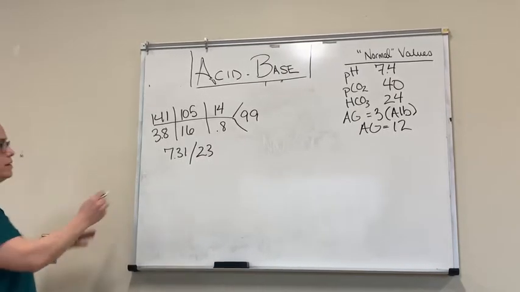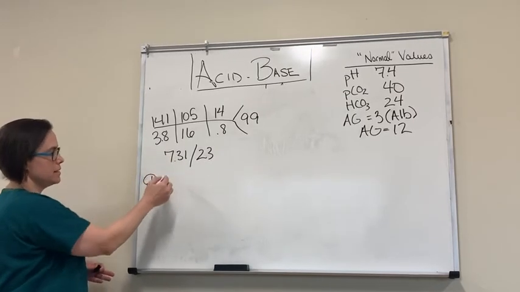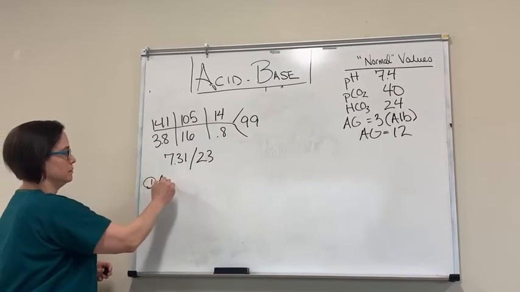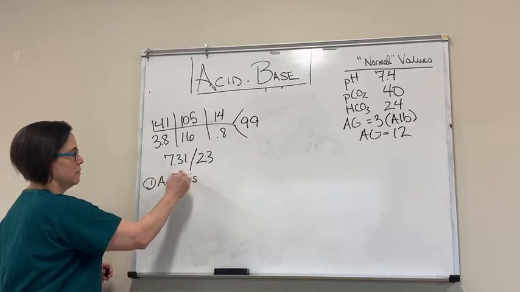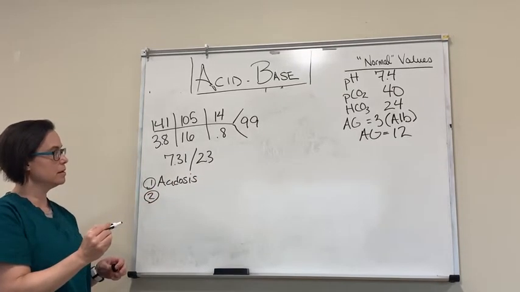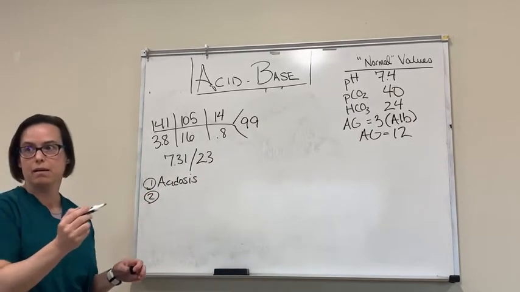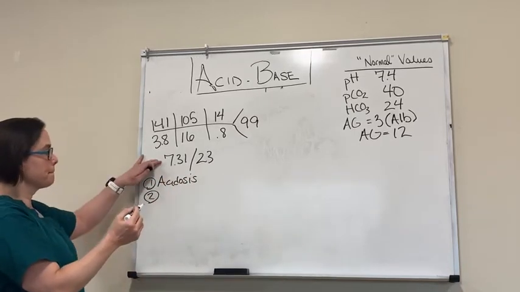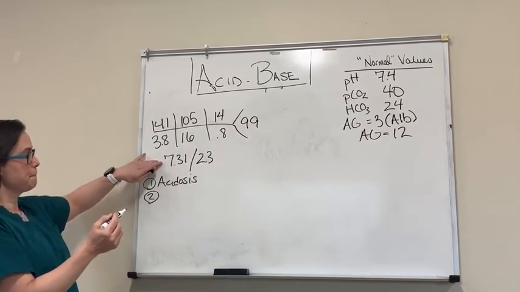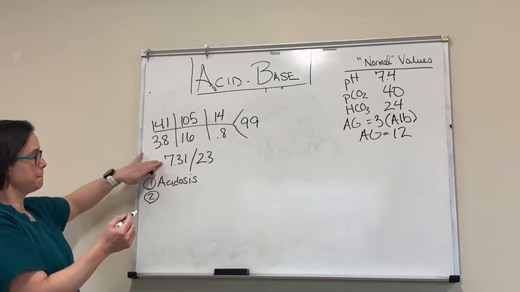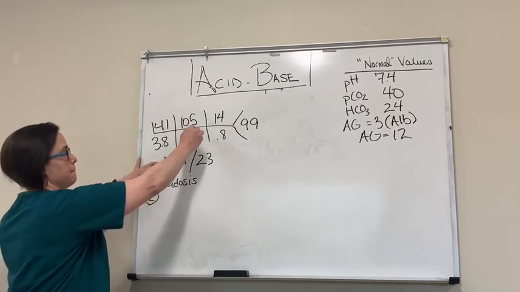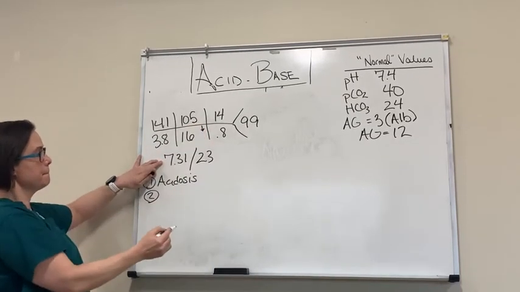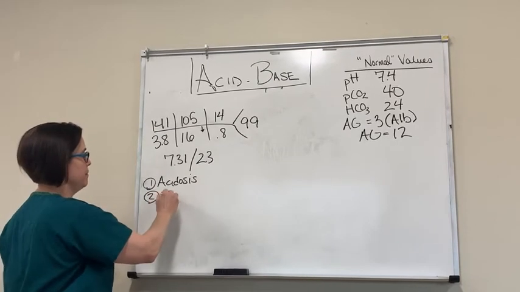So first thing we did was we determined what this told us. What does that tell us? Acidosis. What was the second thing we did? Metabolic versus respiratory. Okay, how did we figure that out? The pH went down. Yep. So the bicarb also went down, so that makes it a metabolic acidosis. Beautiful.